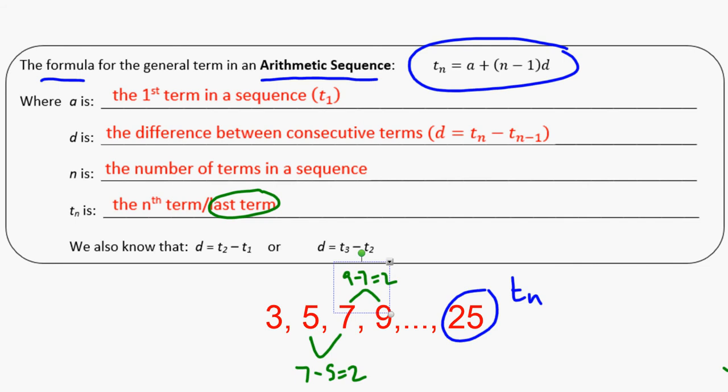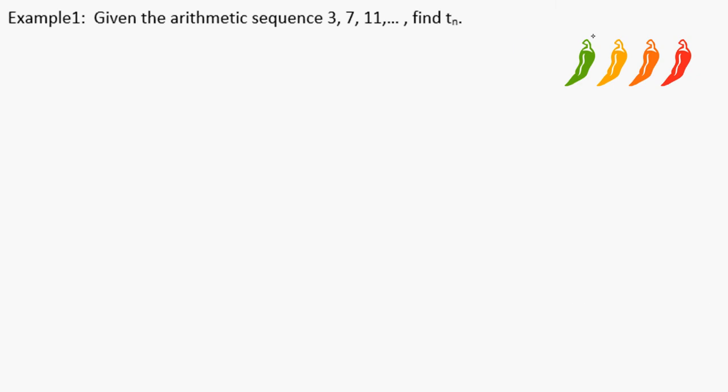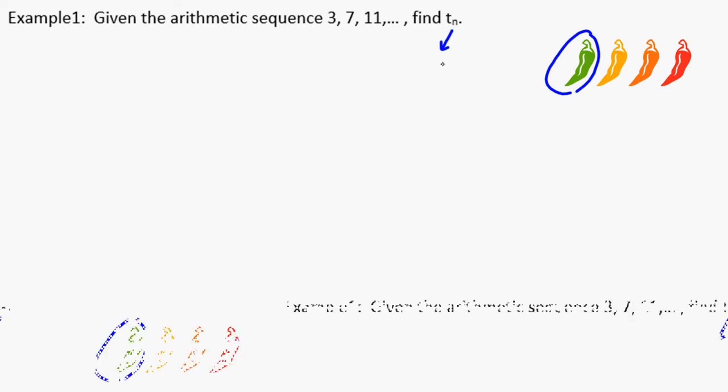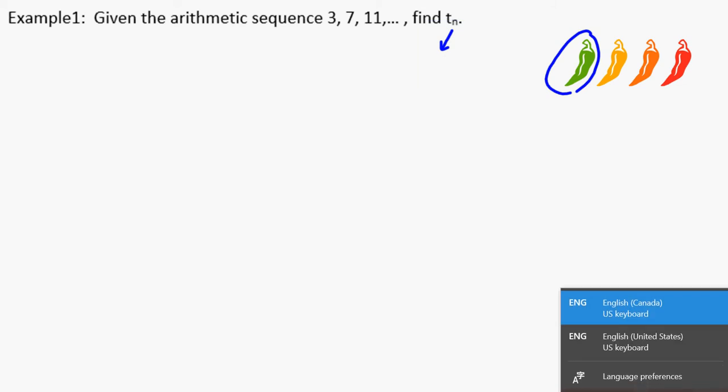Let's do a few examples here. We're going to start off with a mild example. Given the arithmetic sequence 3, 7, 11, find tn. This just means the general term. What about the last term, Mr. Wills? No idea. So what we're going to do here is find the general term, and I apologize for that terrible writing. Let's try it again.